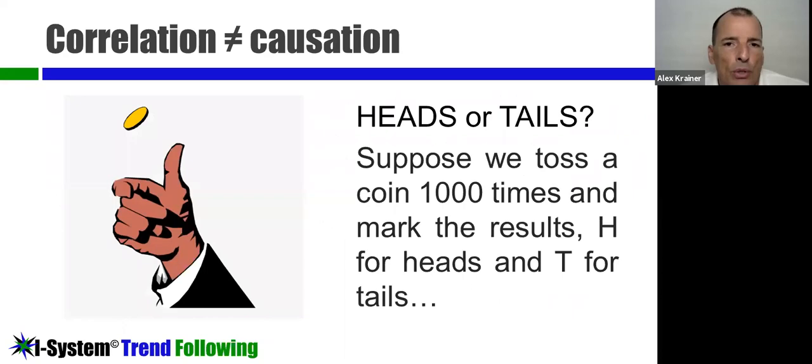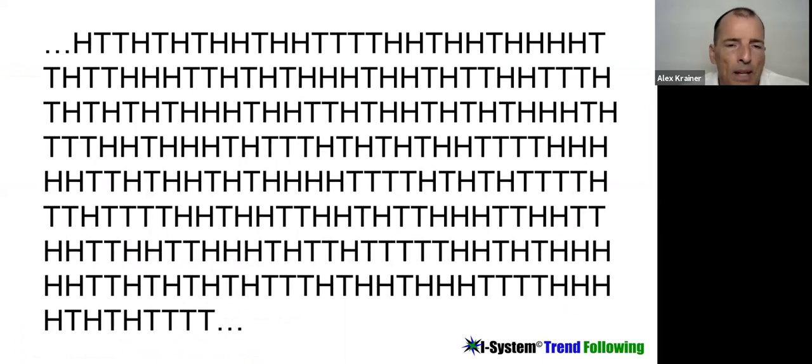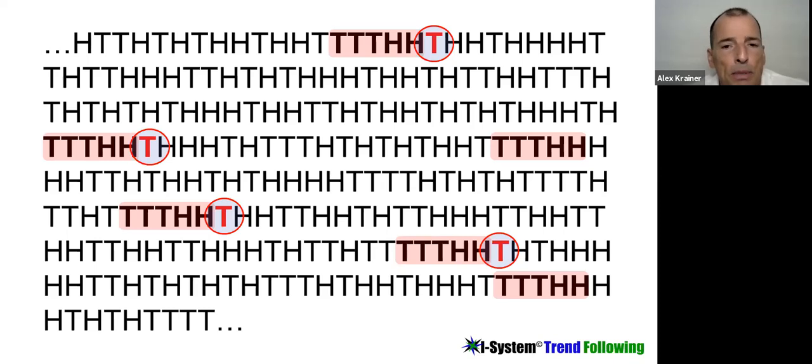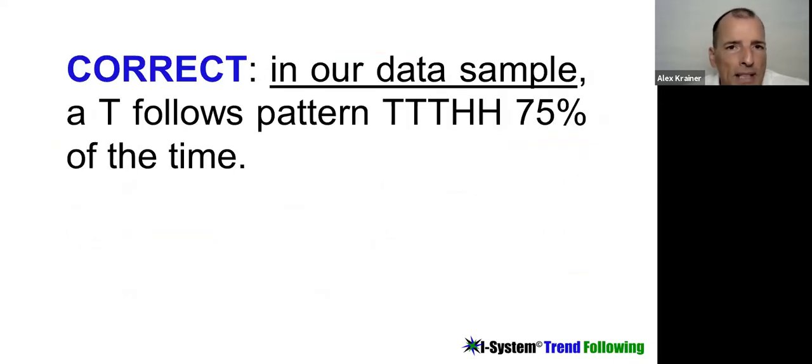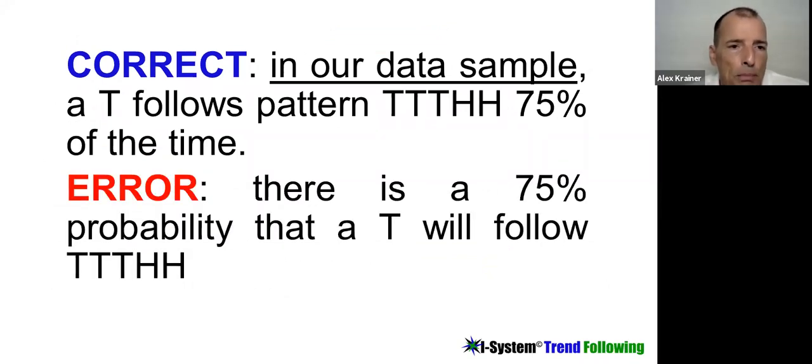So let's suppose we toss a coin 1,000 times and we mark results, H for heads, T for tails, and that would give us something of a string looking like this, right? TTTHH, and so on. And now suppose that in this string of 1,000 characters, we identify the pattern TTTHH 100 times. And then further suppose that in those 100 patterns, pattern TTTHH is followed by the letter T 75% of the time. Okay, it would be correct to say that in our data sample, a T follows the pattern TTTHH 75% of the time. It would be wrong, however, to say that there's a 75% probability that a T will follow TTTHH.